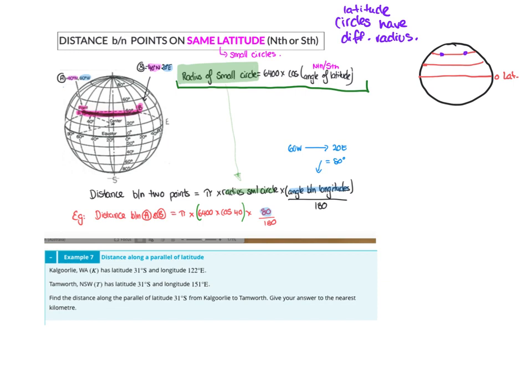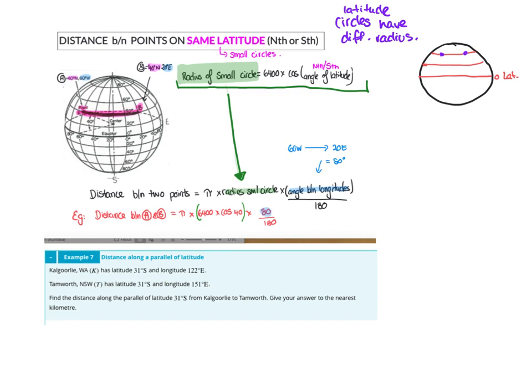So what you do is you do 6,400 times cos of the angle of latitude. So we're going to say we're on the same latitude, and we'll pop that in there. So it'll make a little bit of sense. Once you've got the radius, then you can find the distance, and when you use the distance formula, you have to use the new radius that you've found. All right, so let's do an example, and hopefully that makes sense.